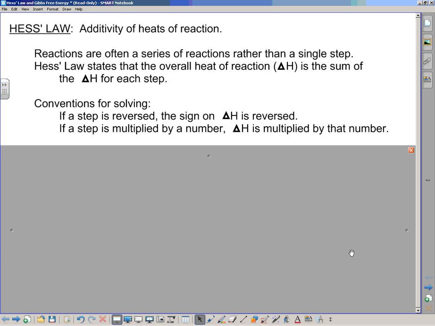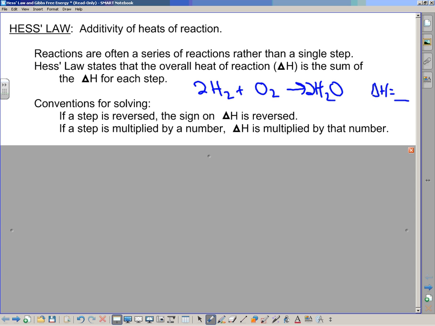The second rule we have listed up here on the board is if a step is multiplied by a number, then delta H is multiplied by that number. For example, let's say we had the equation H2 plus O2 gives us H2O. And we had delta H of this equals some number. It doesn't really matter what the number is. To balance this equation, we need a 2 and 2 here.